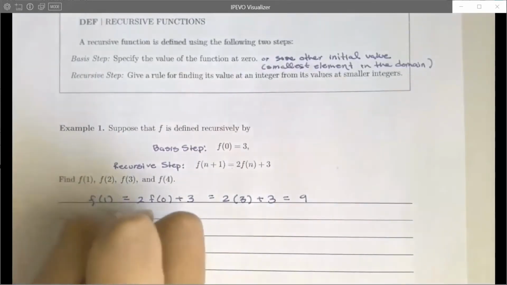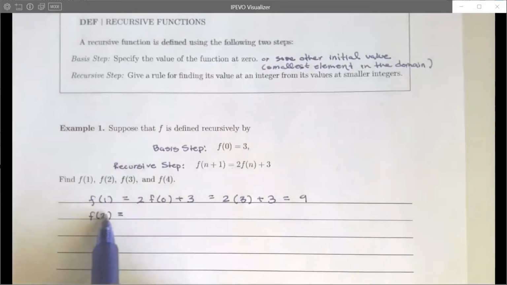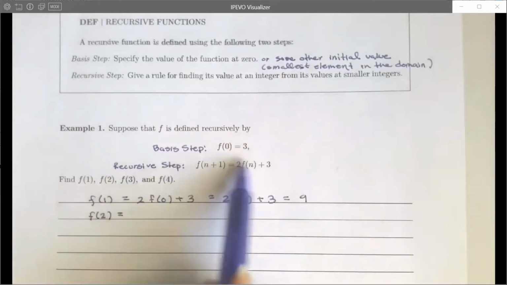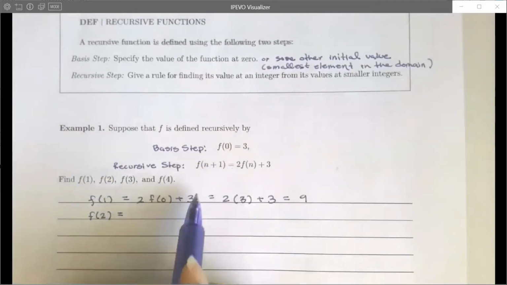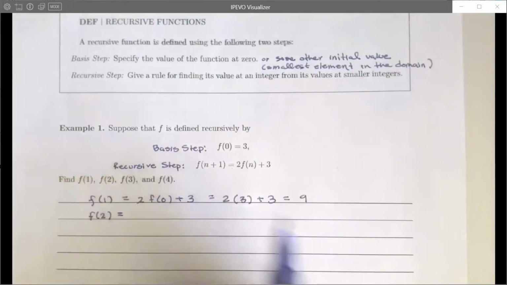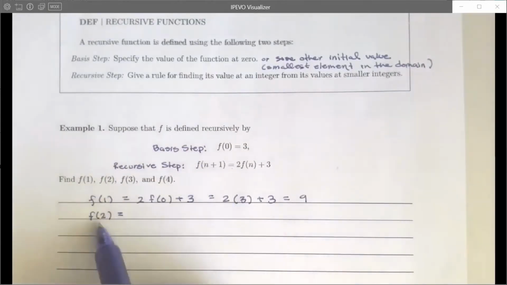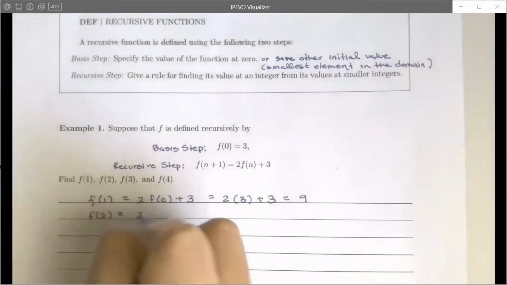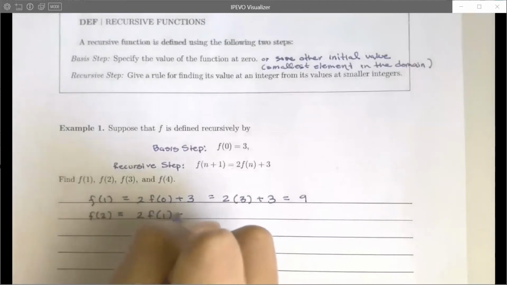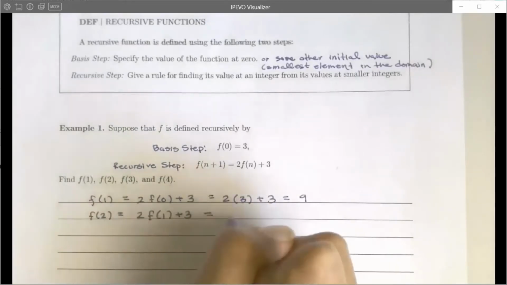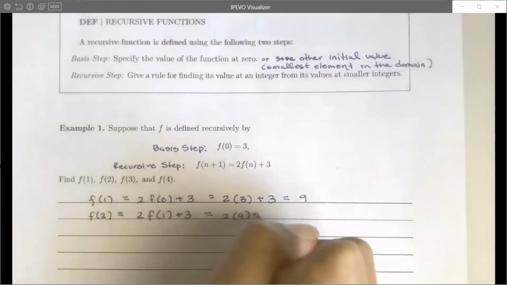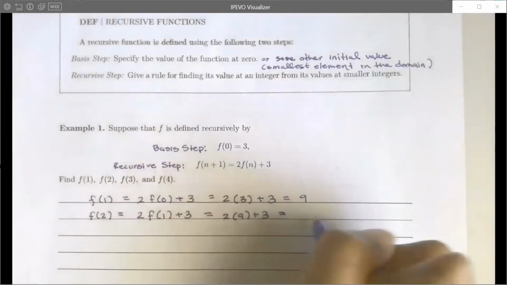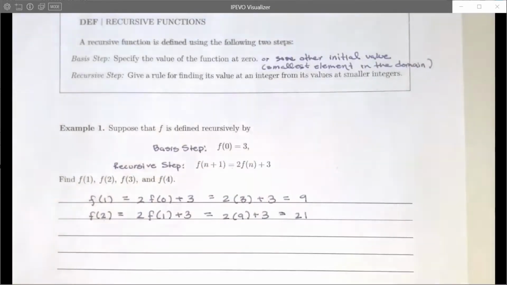All right, now to find f of 2, the way we would determine what it is is by taking a look at the recursive step. So if n plus 1 is 2, that means that n has to be 1. So this is going to be equal to 2 times f of 1 plus 3, which is 2 times 9 plus 3, and that is going to give us 21.